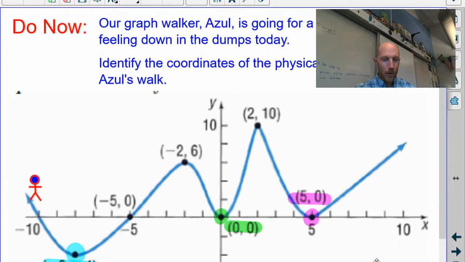Not all low points are created equally, like we just saw on the do now. The blue one is lower than the green or the magenta points. And so it's useful for us not just to be able to identify where low points are, but to be able to say, look, this one is the lowest point. That's what an absolute minimum or an absolute maximum refers to.